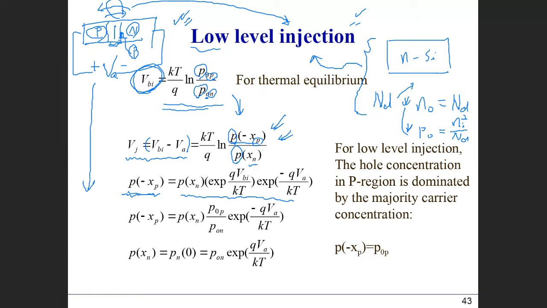So if you look at this equation in here, that equation is just coming from the top, okay. So we rewrite this equation in terms of the hole concentration in the P side, okay. Then you get this equation, and then for the VBI we just use the equation in here, okay. So now from this equation we have the following equation, okay.